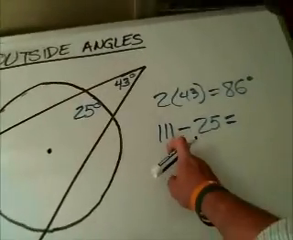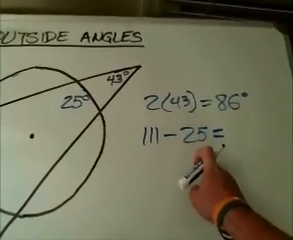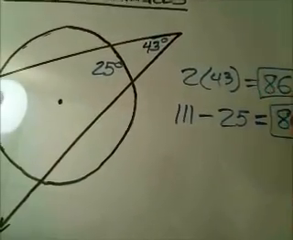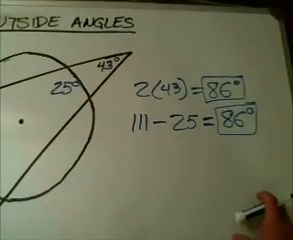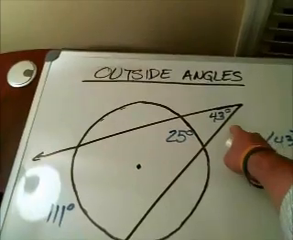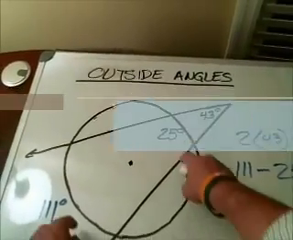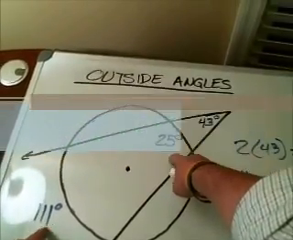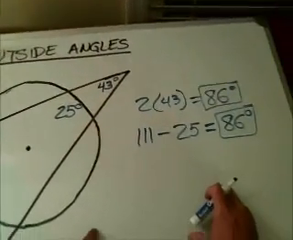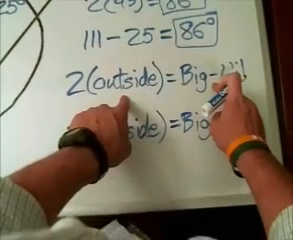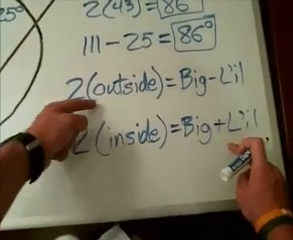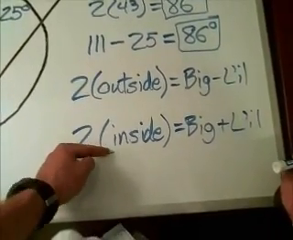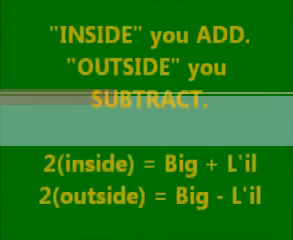Now, if I take 111 and I subtract 25, you know what I get here? I got the same exact thing. If I double this angle, I'm going to get the difference between the two arcs. So here was my pattern. Outside I subtract, inside I add. Again, outside I subtract, inside I add.